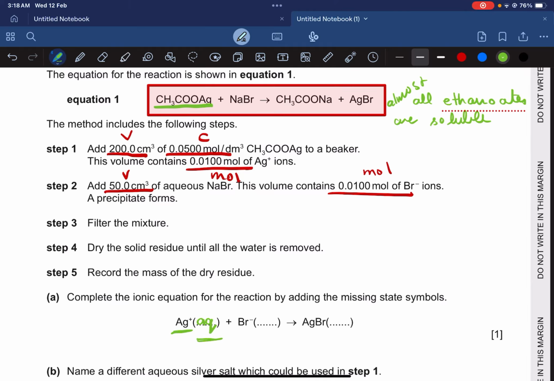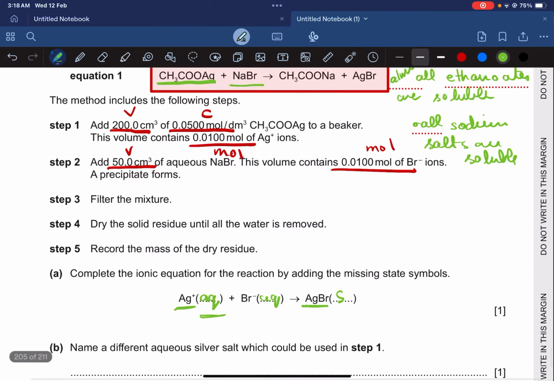Is sodium bromide soluble? All sodium salts are soluble. Okay, all group 1 metal salts are soluble. So all sodium salts are soluble, and hence we're going to write aq over here. AgBr, this is insoluble. Silver bromide and lead bromide are insoluble, so you're going to write a solid over here, s.